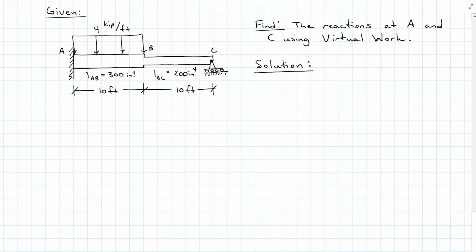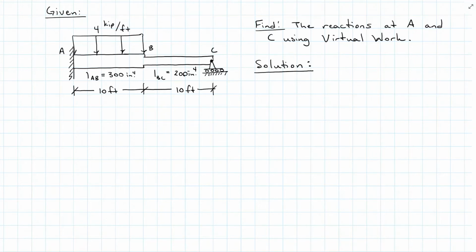We have another propped cantilever where it's fixed at A and has a roller at C. This time, though, we have two different cross sections. We have two different inertias. From A to B, it's 300 inches to the fourth, and from B to C, inertia is 200 inches to the fourth. We want to find the reactions at A and C, and this time using virtual work.